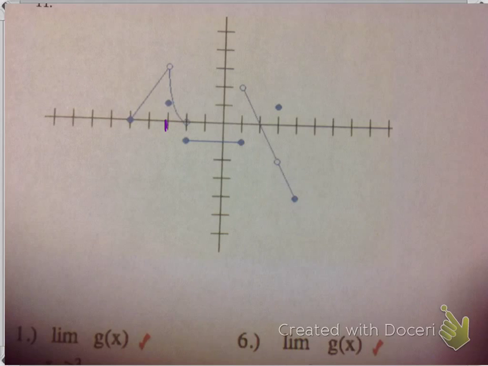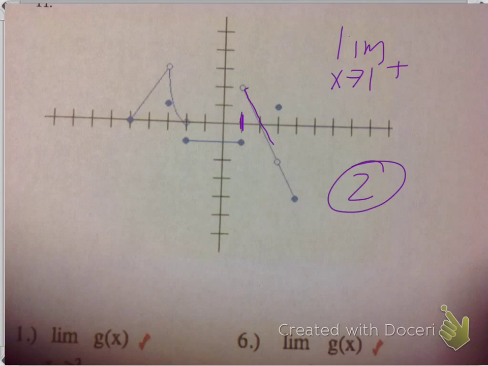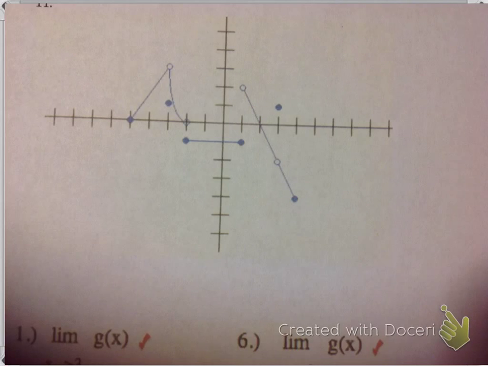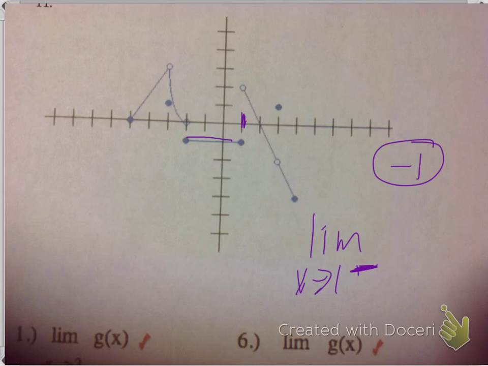Okay, number 4 was the limit as x approaches 1, but only from the right side, because it looked like this. The limit as x approaches 1 with the little plus means only from the right side. So as I approach from the right side, the y value is 2. So that was the answer for number 4. Okay, for number 5, this one was the limit as x approaches 1 from the left side. It has a little subtraction sign. So here's 1 right here. As I approach from the left side, my y value is negative 1.